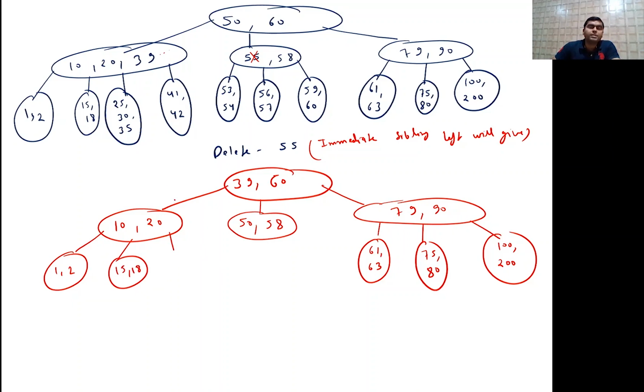And after 20, what? 25, 30 and 35. Okay, and what about 41 and 42? So they will come left of this. So it is 41 and 42. Okay, and 50 and 58 in between. So in between 50 and 58, these many elements will be there: 53, 54, 56 and 57.